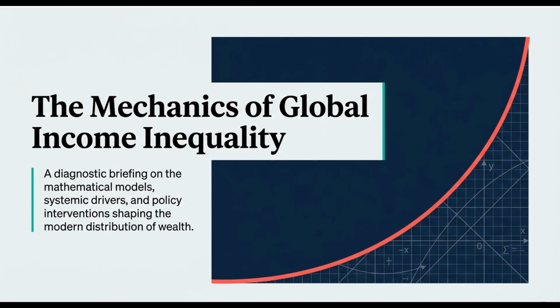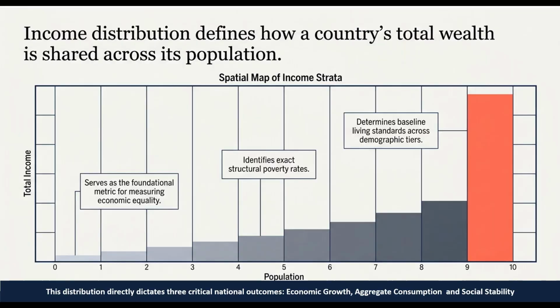Okay, so let's start with understanding income distribution. Income distribution refers to the way a country's total income and wealth are shared among its population. This concept is important because it determines the standard of living experienced by different social and economic groups, right? A fair distribution usually leads to better social stability, while unequal distribution often results in poverty and reduced opportunities.